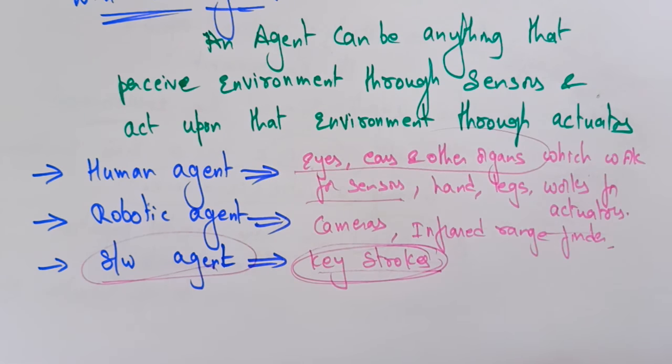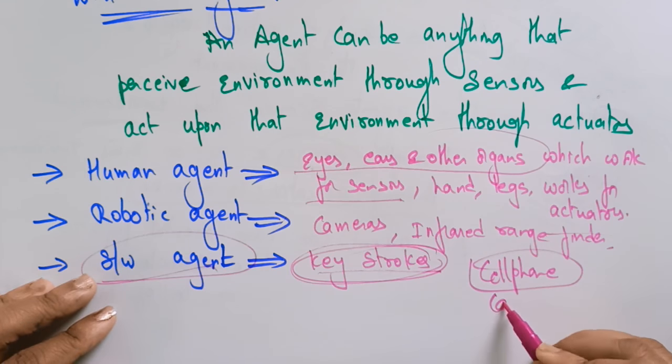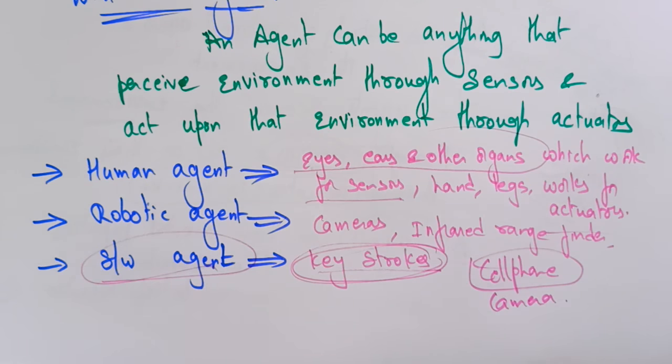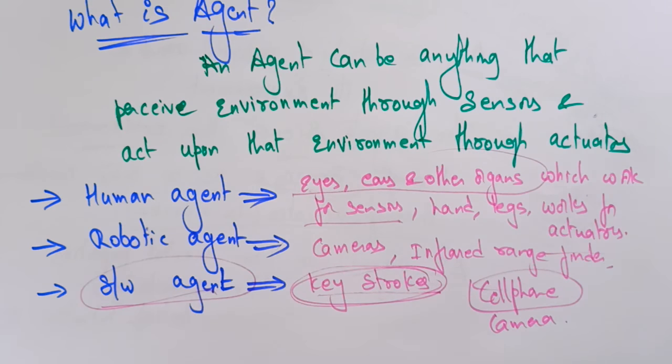So the world around us is full of agents, such as cell phones, cameras, and even we ourselves are agents. The cell phone you are using is an agent, operated based on sensors and actuators. The camera has a lens and is able to click a picture, so that camera is an agent, and we are also agents. Is it clear? I hope you understand what exactly an agent is. If you understand what an agent is, then you can easily understand the artificial intelligent agent, the agents in artificial intelligence.